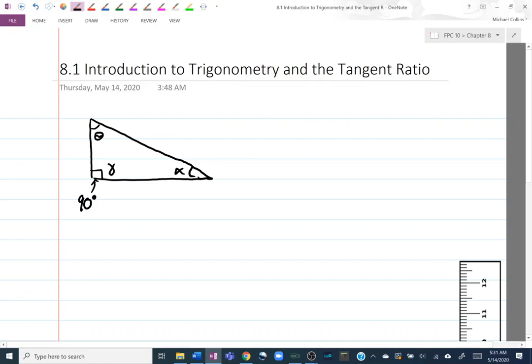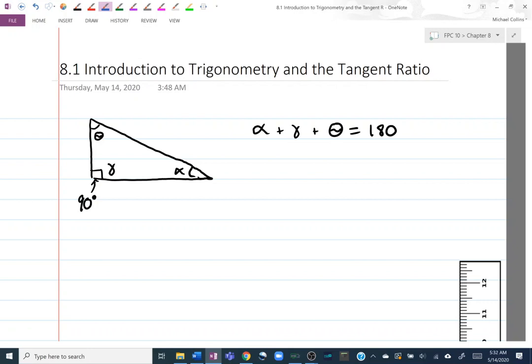So the relationship between the three angles: alpha plus gamma plus theta, if I add all three of those up, I would get 180 degrees. The angles in a triangle add up to 180 degrees. This is true for right angle triangles, and it's also true for every other type of triangle. If you have a triangle and add up all of the angles, they will equal 180 degrees.